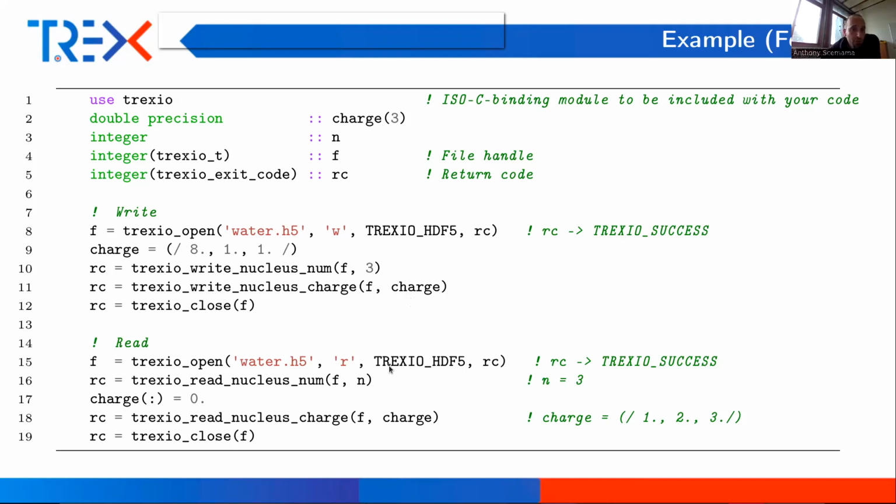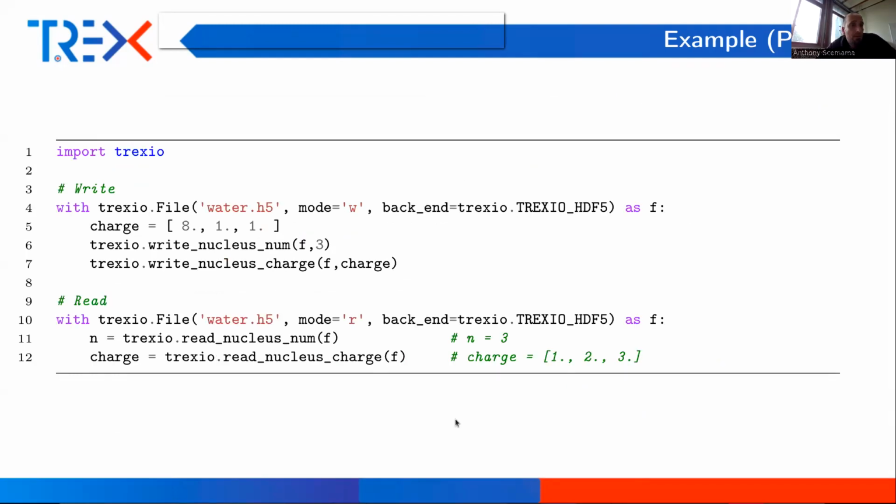And then if you want to read it back again, you open the file, and you can read the dimension. It's not needed here just to read the charge array, but it's written here. And then you can read the array, and that's it.